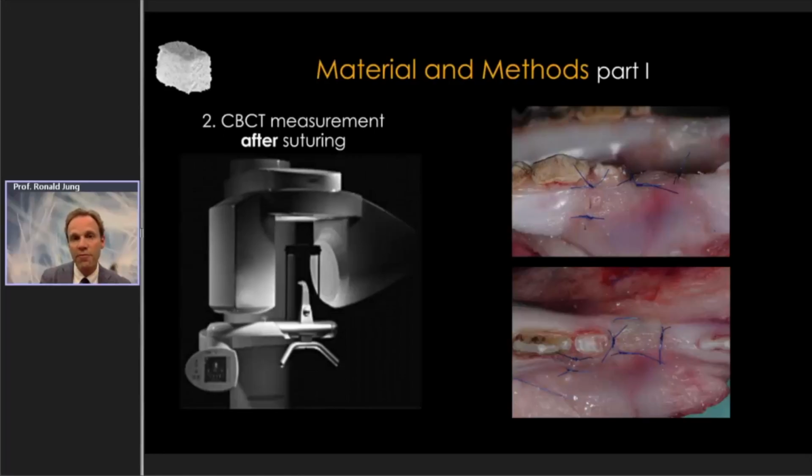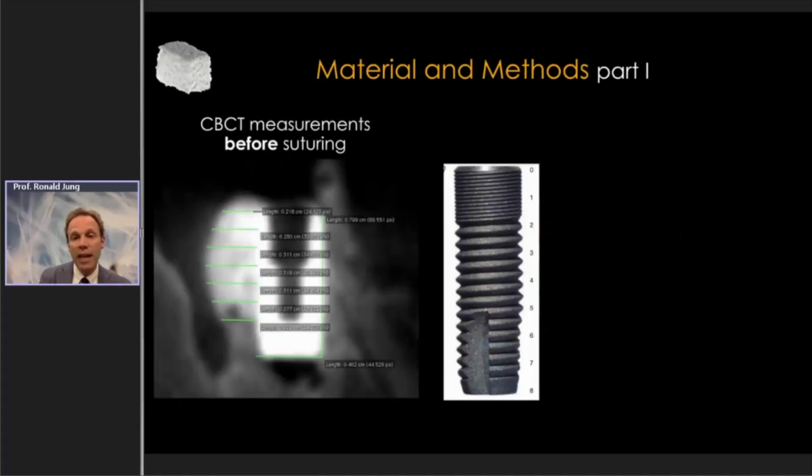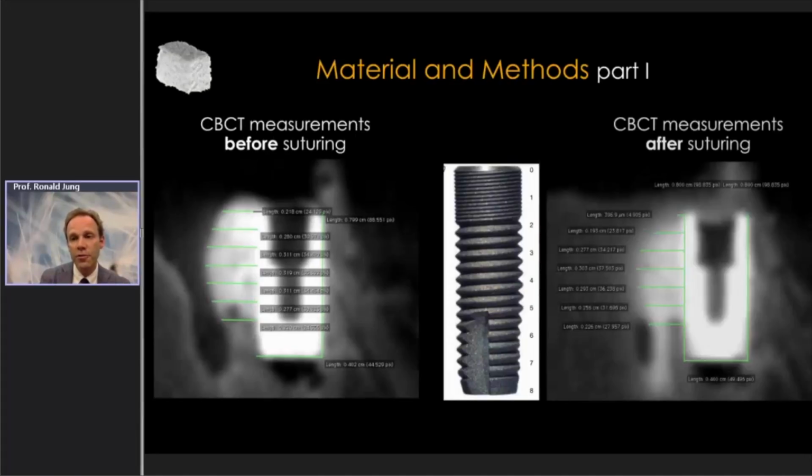When we look at the data of the CBCT scans before and after suturing, we were pretty surprised about how much change takes place just by closing the flap. We take so much time to meticulously place the graft materials perfectly around the implants, then we close the flap, and it's like closing the eyes. But here we would like to show what happens.